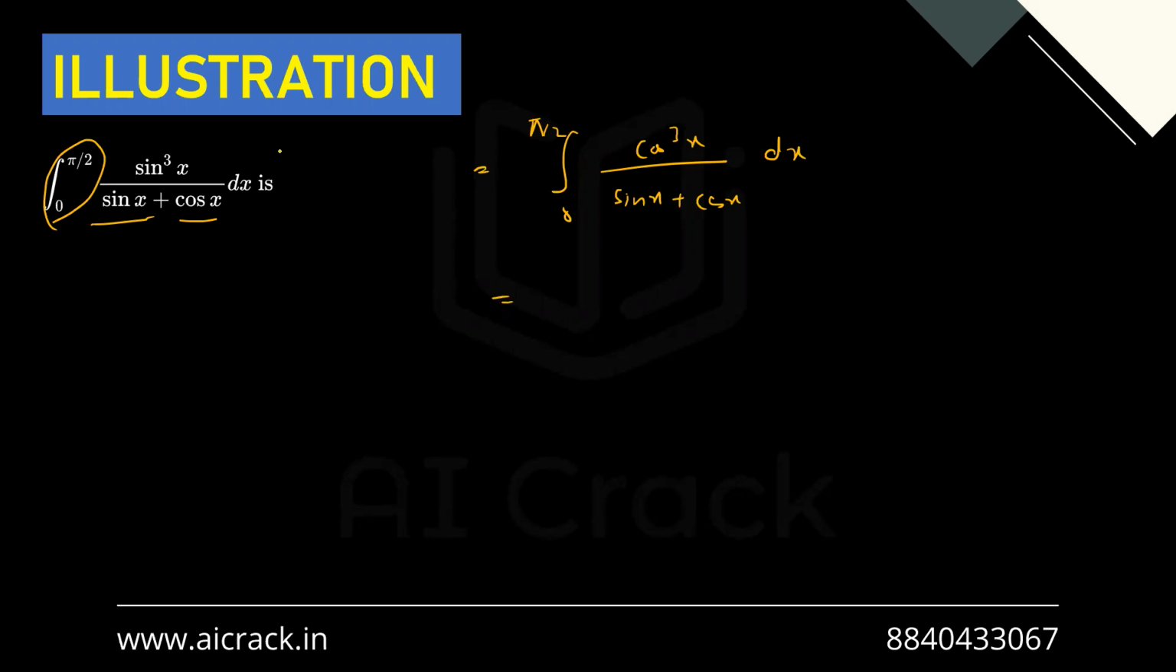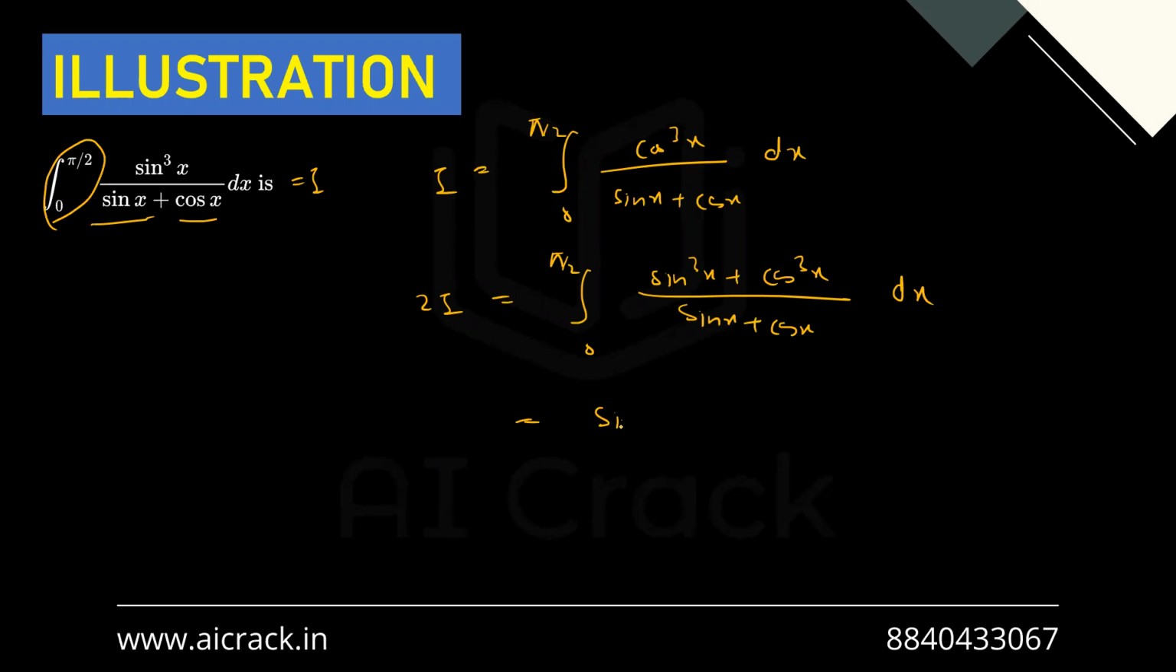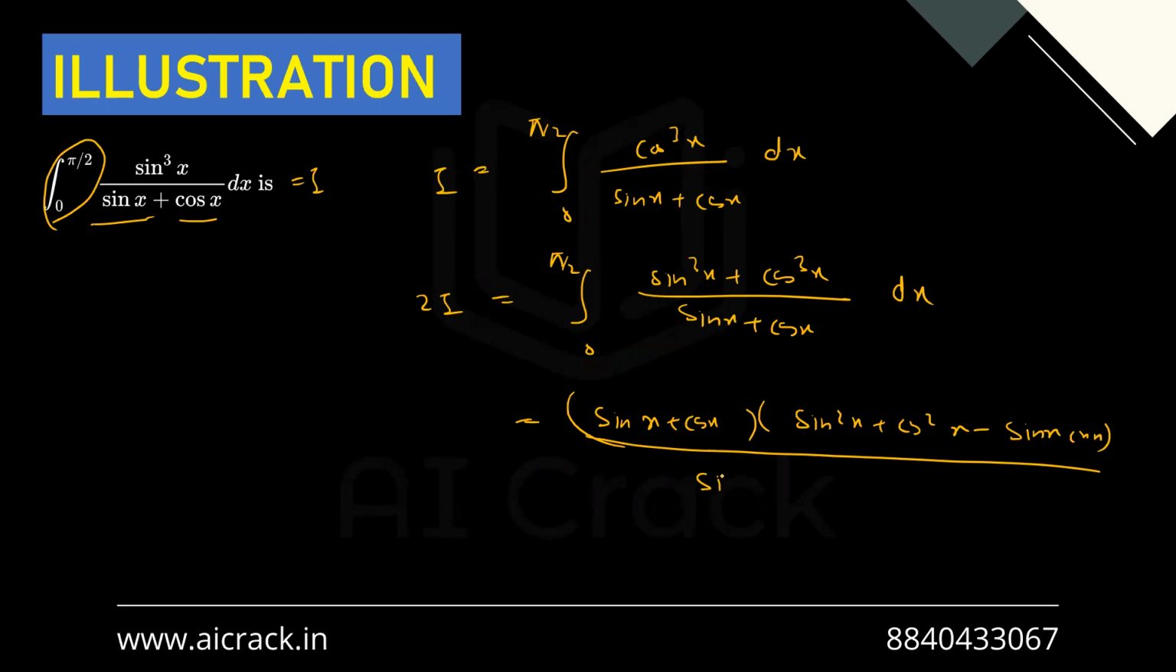Now this is I and this is also I. I'll add both of them. 2I equals to 0 to pi by 2 sin cube x plus cos cube x divided by sin x plus cos x dx. Now what I'll do, I'll write it as sin x plus cos x times sin square x plus cos square x minus sin x cos x divided by sin x plus cos x. This gets cancelled out. This becomes 1. So this becomes 1 minus sin x cos x. Just write in format of sin 2x. Then we'll get the answer, right?